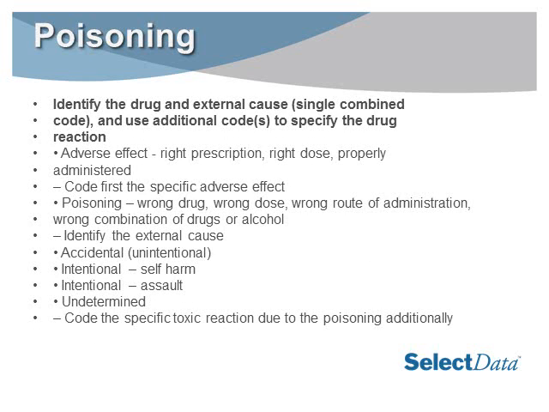Again, we will identify the drug and external cause. It's now a single combined code, and use an additional code to specify the drug reaction. As we said, whether it was an adverse effect, you would code first the specific adverse effect. Whether it's a poisoning, we would identify the external cause. Was the poisoning accidental? Was it intentional? Were they intending to harm themselves, or were they being harmed? Was it an assault? Or are the circumstances undetermined and we don't know how it happened? And we would code the specific toxic reaction due to the poisoning additionally.